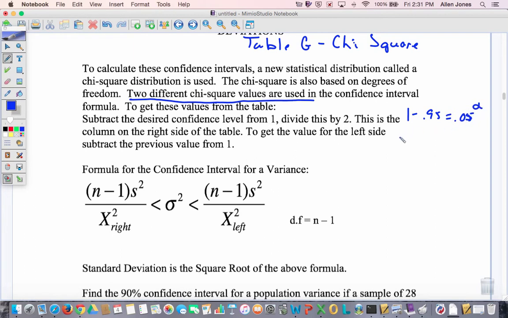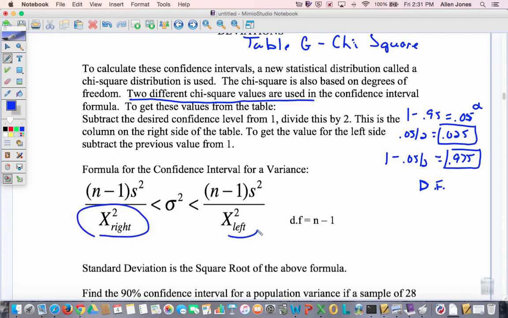We want to take that number and divide it by 2. So 0.025 is one of the columns we'll use at the top of that table. It's the area in one side of our curve. And the other column we'll use is 1 minus alpha divided by 2, or in this case 0.975. So these are the two columns that we would go to, along with our degrees of freedom, to find our chi-square scores, right and left.